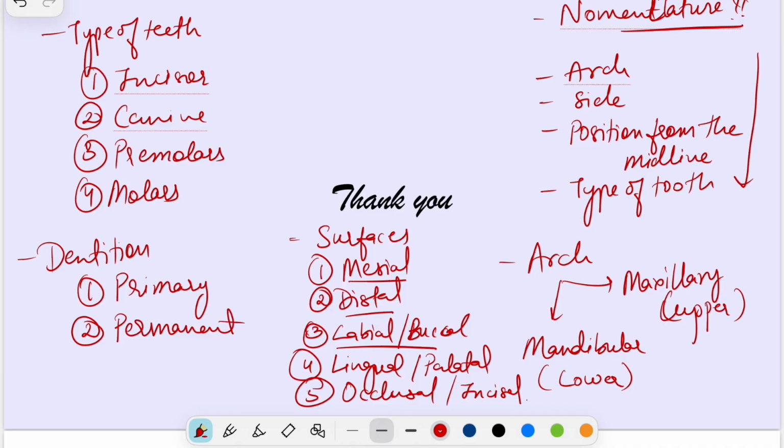And to conclude, nomenclature is the language of dentistry. Without nomenclature, communication between dental professionals would become very confusing and inaccurate. A proper understanding of nomenclature will help you identify teeth correctly, describe lesions accurately, and communicate professionally in clinical practice. So before studying advanced dental anatomy, always build a strong foundation in terminology and tooth identification.